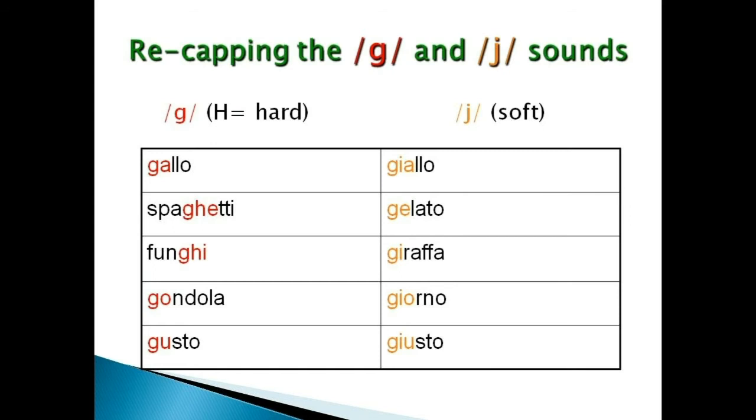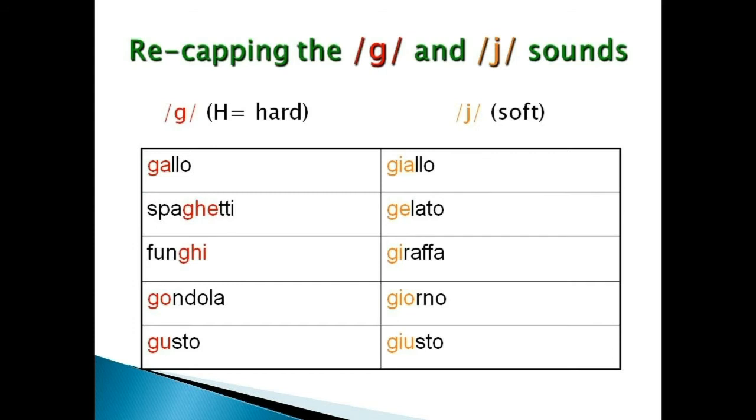I would like you to pay attention now to two pairs of words that I put there. One is gallo, giallo, and the other one is gusto, giusto. As you can see, they're pretty much identical except for the I. But the I makes a huge difference in the way these words are pronounced and also in the meaning. Gallo means rooster, whereas giallo means yellow. So the way you pronounce words sometimes can make a huge difference. So try to remember gallo, giallo.